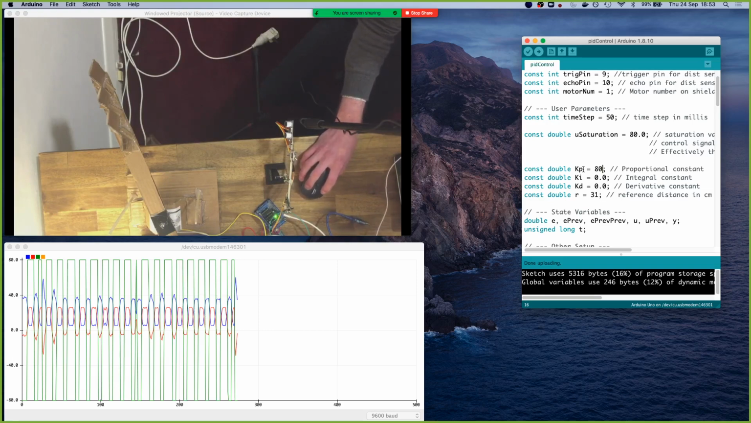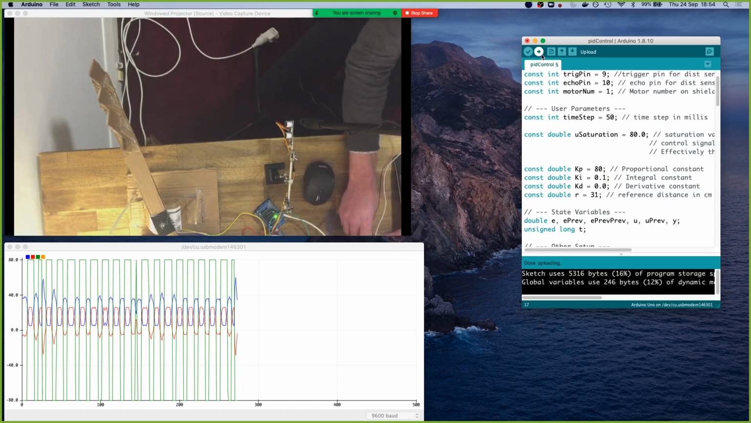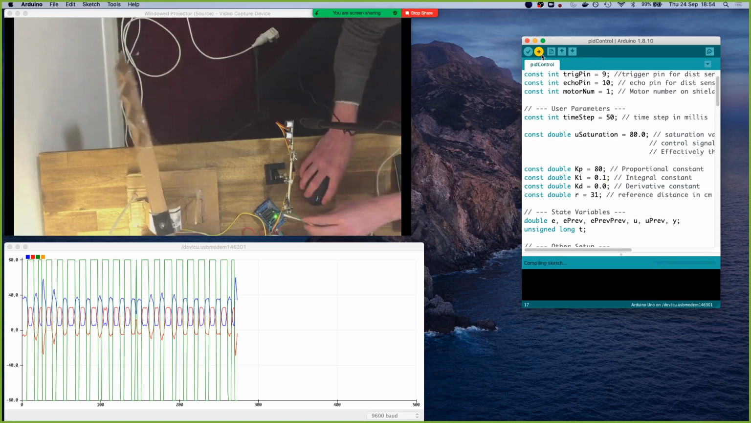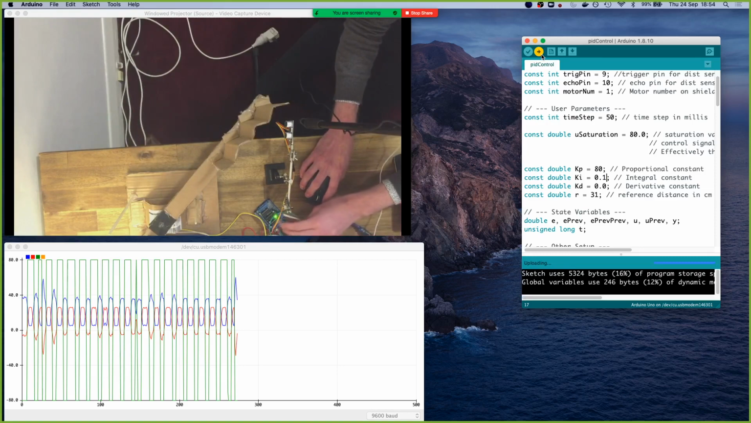So let's work with that with Kp. Let's introduce an integral term and just start bringing this one up slightly and see what starts to happen. So let's just start small. I can't recall what sort of numbers I was getting for this. Let's go 0.1. And just start to see what happens when we bring in the integral control.